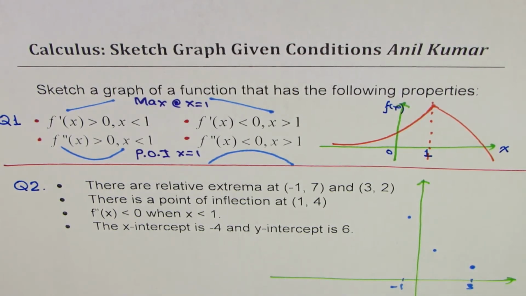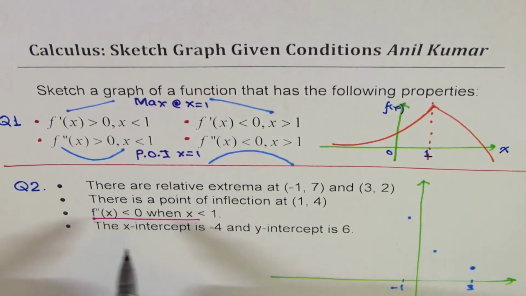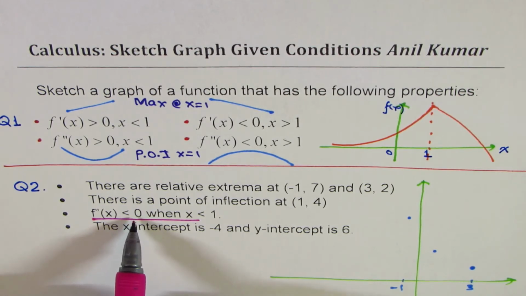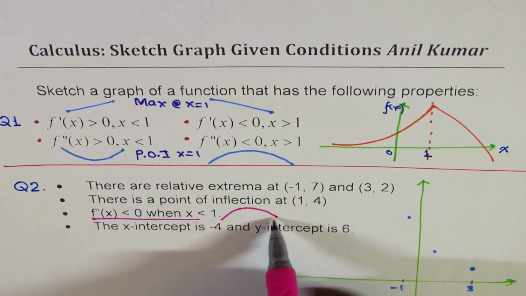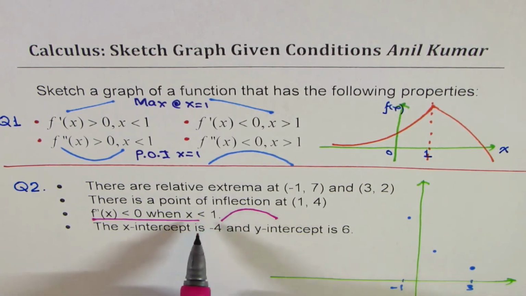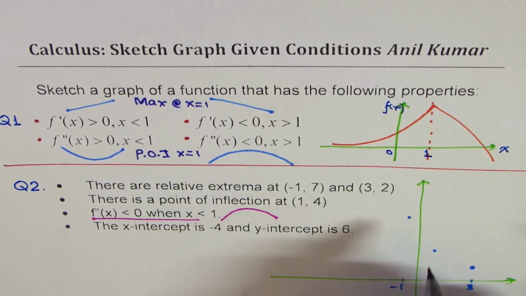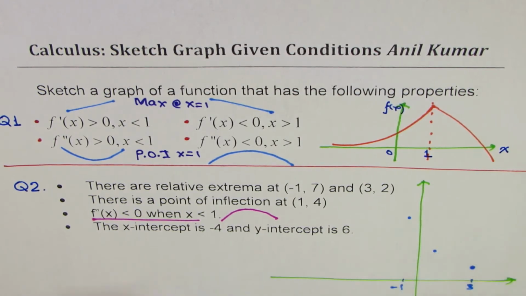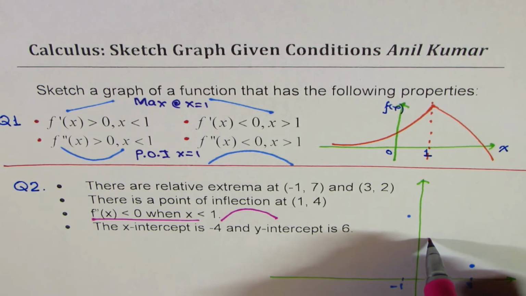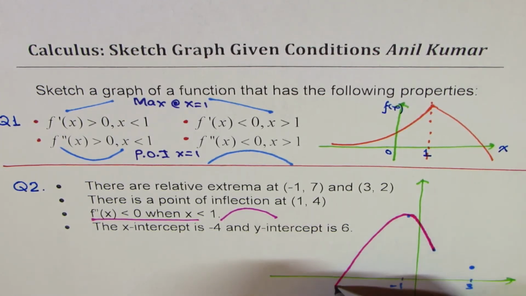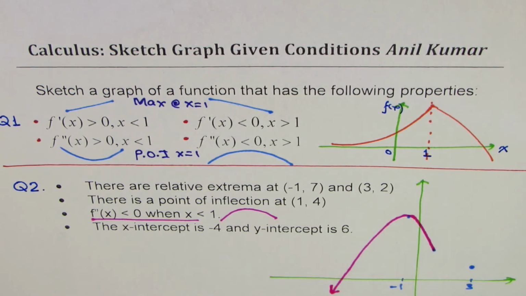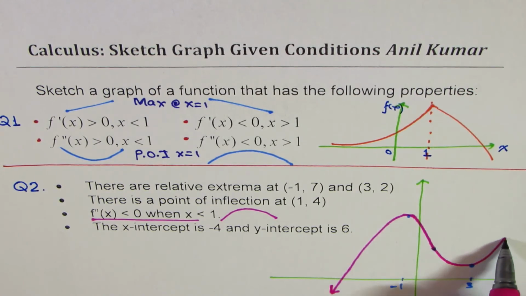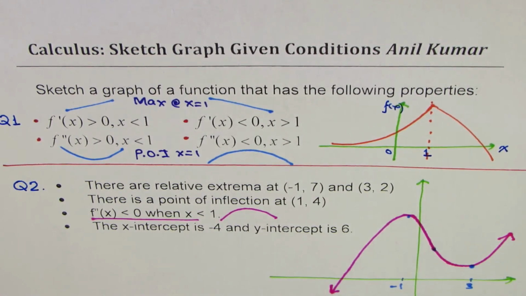There is one more condition given to us, which is second derivative is less than 0, meaning negative. So when x is less than 1, it is concave down. That makes sense. So this is our point of inflection. We can sketch a graph which is kind of like this, making a maximum here and coming downwards. And that is an extrema, so it could be a local minimum, so the graph could go like this. Now that satisfies all our conditions.